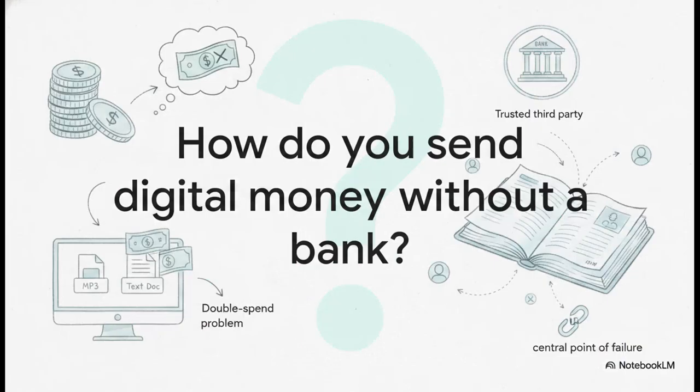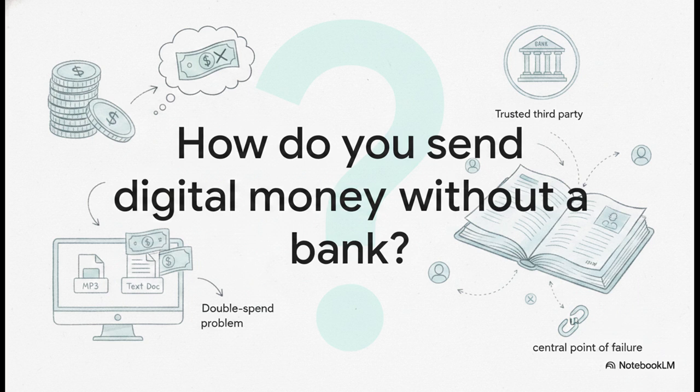Okay, let's dive into this. Before Web3 was even a thing, computer scientists struggled for decades with something called the double spend problem. Think about it like this. Digital files are literally just data, right? If I have an MP3 or a PDF, I can copy and paste it a million times. So if I have a digital dollar, what's stopping me from just copying it and spending it twice?